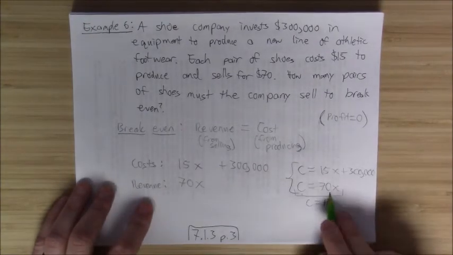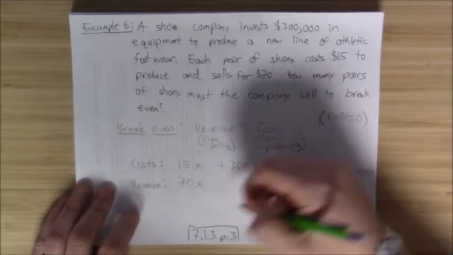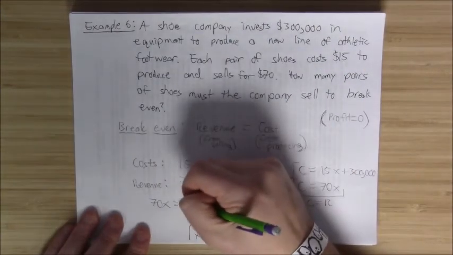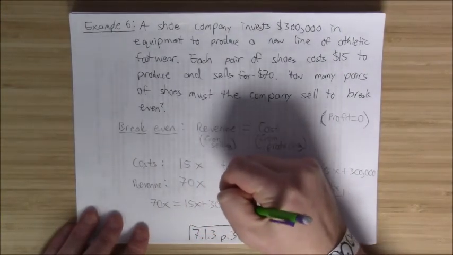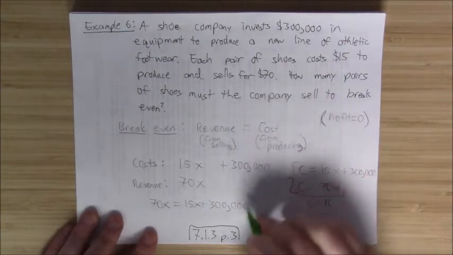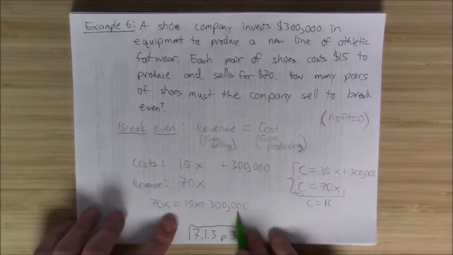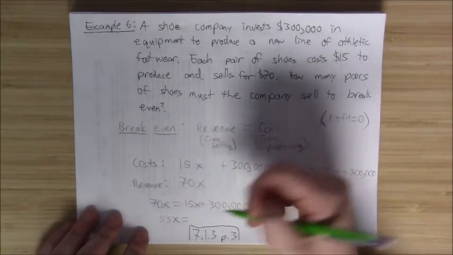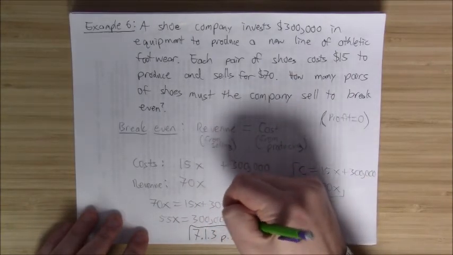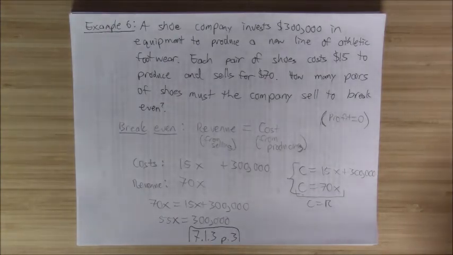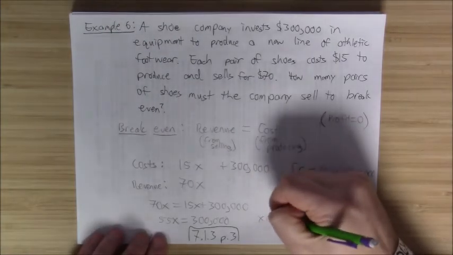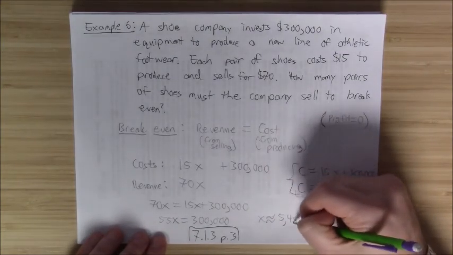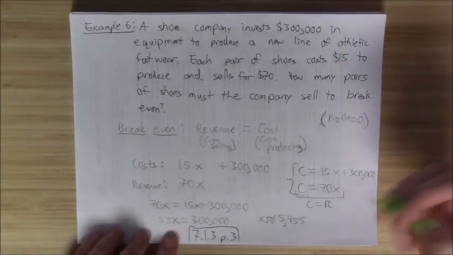So here we actually see C is equal to 70x, so we can put that up there. That would give us 70x equals 15x plus 300,000, which isn't that surprising given that this is exactly revenue equals cost. Subtract and you end up with 55x equals 300,000. Solving that out, you will get x is approximately 5,455 pairs that we have to actually sell to break even.